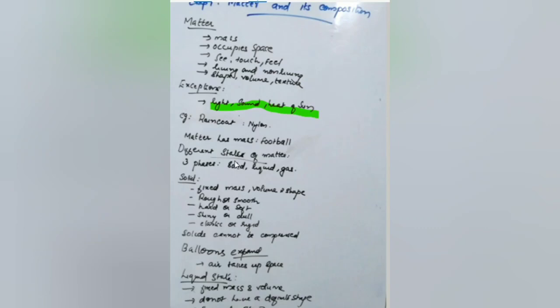And the different states of matter. What are the different states? It exists in three phases: solid, liquid and gas. Solid, as we know, has a fixed mass, volume and shape. And also it can be rough or smooth, hard or soft, shiny or dull, elastic or rigid. Solids cannot be compressed. That is, solids have a fixed mass, volume and shape.